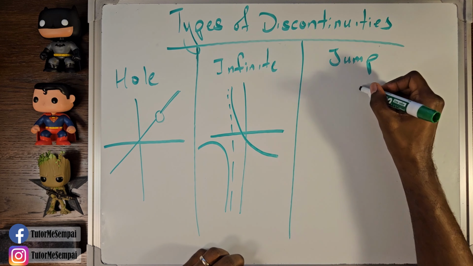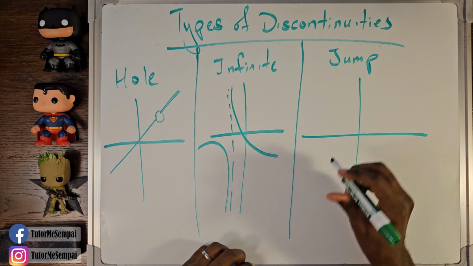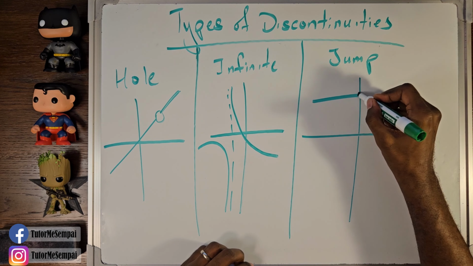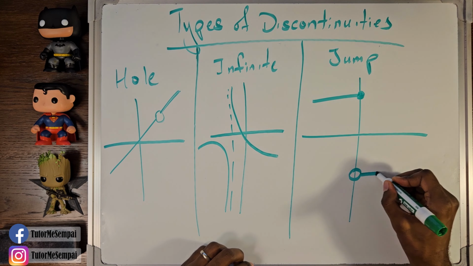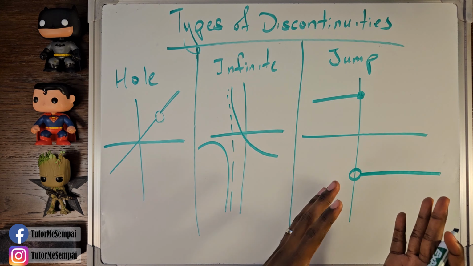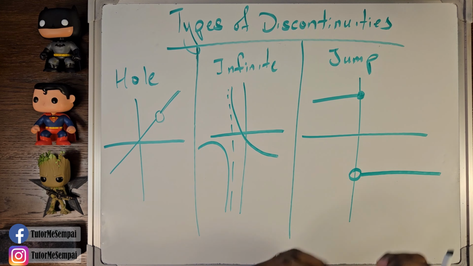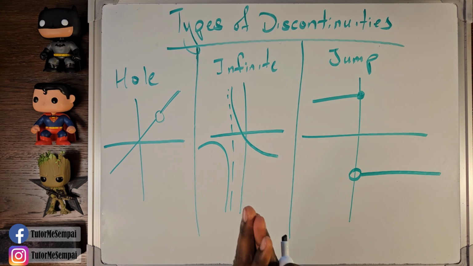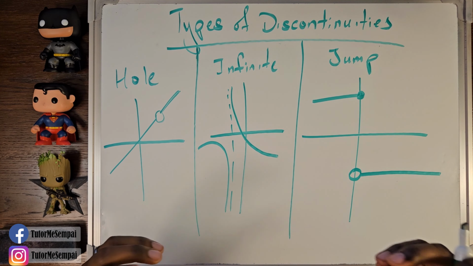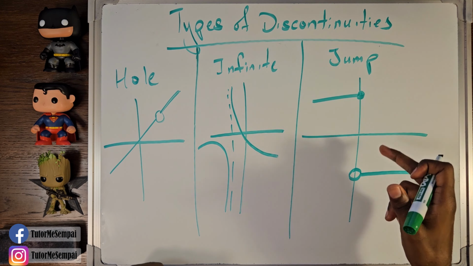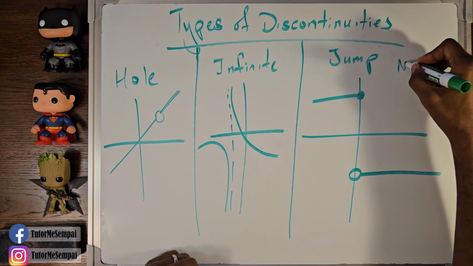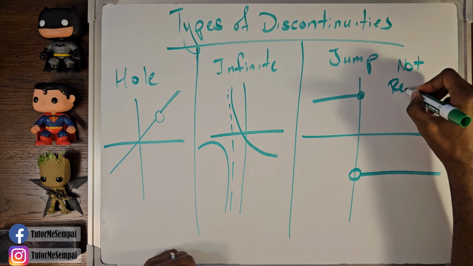The last, our jump, is going to look something like this. Let's say we have a function here, and we have a hole here, and a function there. This is going to be an example of a jump discontinuity. Something else you should know about discontinuous functions is that there are some that are removable and some that are not removable. This jump is not removable.